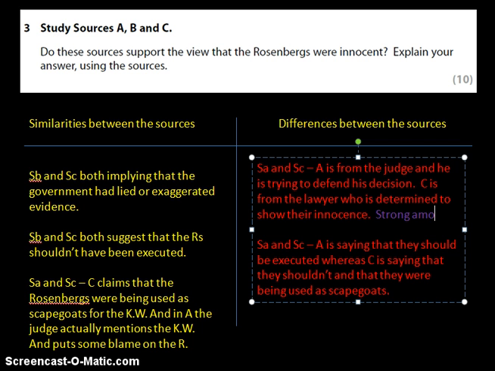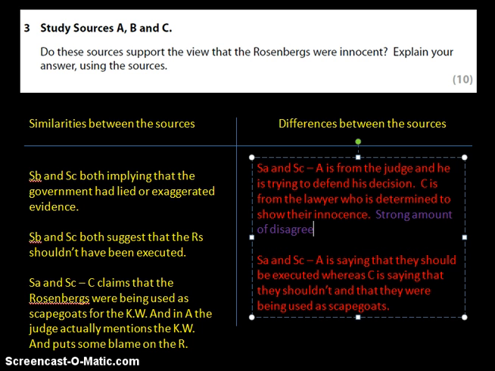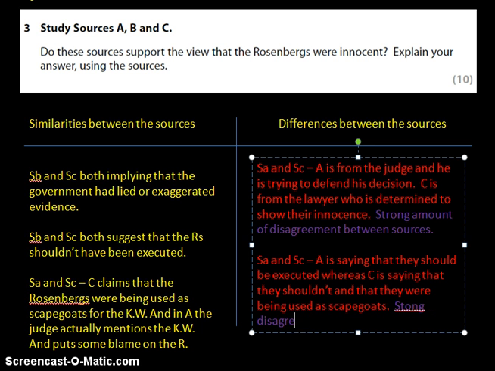Now, if you look at source A and source C over here, I would say that there was a strong amount of disagreement between these two sources, because source A is from the judge and he was trying to defend his decision, whereas source C was from the lawyer who was determined to show their innocence. In addition to that, here as well, I would probably say that there was again strong disagreement between sources A and C with regards to the execution, because we know that source A was calling for it, whereas C was saying that they were being used as scapegoats.